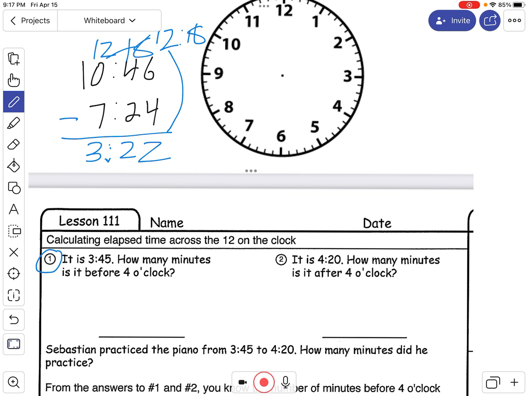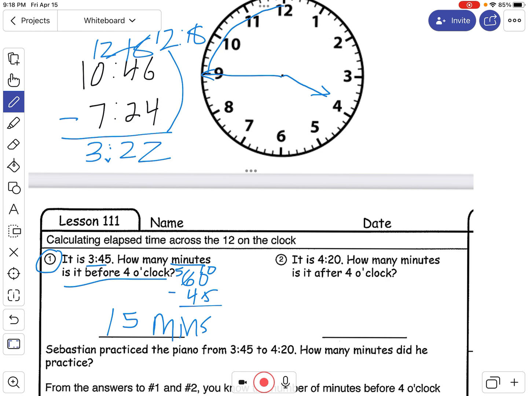Look at number 1 here. It is 3:45. How many minutes is it before 4 o'clock? So let me draw the clock up here at the top. If it's 3:45, you've got the hour hand about there, minute hand there. So how many minutes is it before 4 o'clock? Well, from here up to there, it's 15 minutes. So fill that in on your paper. Most of you kind of know that already, and you can show your work by doing 60 minus 45. Write that down. Regroup 5, that becomes 10, and we get 15, just like we put there.